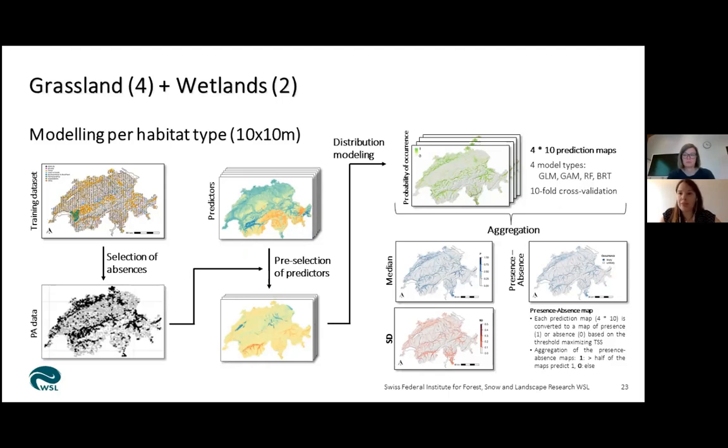and a set of predictors that was not highly correlated with each other. Then for the distribution modeling, we applied an ensemble modeling approach with 4 model types, so GLMs, GAMs, random forest, and boosted regression trees. We performed a 10-fold cross-validation, so this gave us 40 prediction maps for each habitat type. We aggregated these maps into a map of the median of the predicted probability of occurrence, a map of the standard deviation, and a binary presence-absence map.